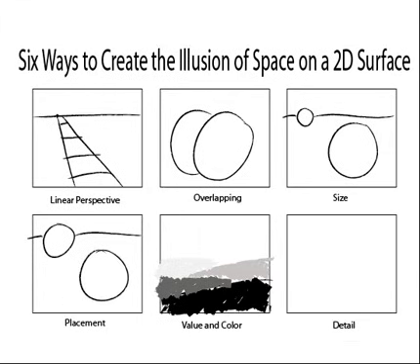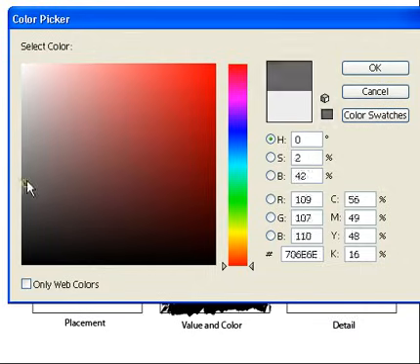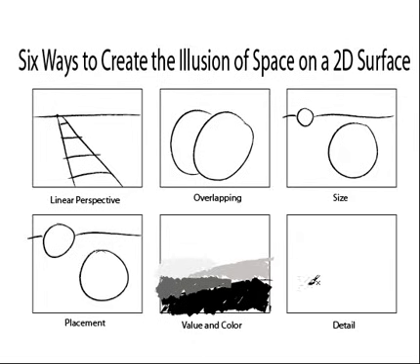The last way to create the illusion of space is with detail. Objects that are closer to you are obviously more detailed than objects that are further away. So if we had a stop sign right here and that stop sign was close to the viewer, you would probably be able to read the word stop. Now if there was a stop sign that was further away, obviously it might be too small to see the word stop. So having more detail in objects that are closer is going to make them appear closer than objects that are further away that may be less detailed.